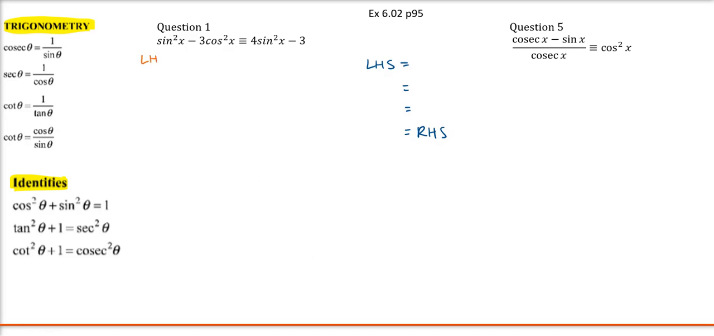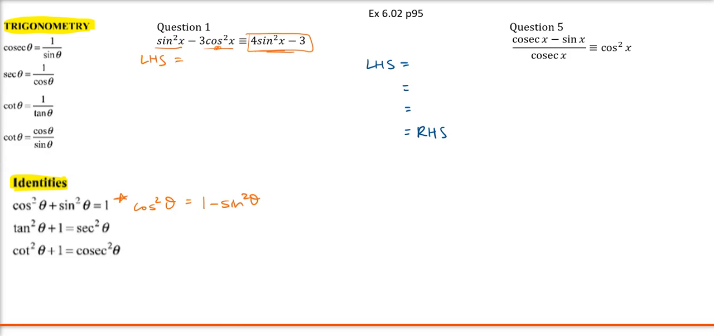So the left-hand side. Now, if I look at the left-hand side, I've got a sine squared and I've got a cos squared. And on the right-hand side, all I've got is sine squared. So to me, that makes me think, oh, I've got to use this one here and rearrange that so we've got cos squared theta is actually 1 minus the sine squared theta. That way I'm going to get rid of the cos squared and I'm only going to get sine squared.